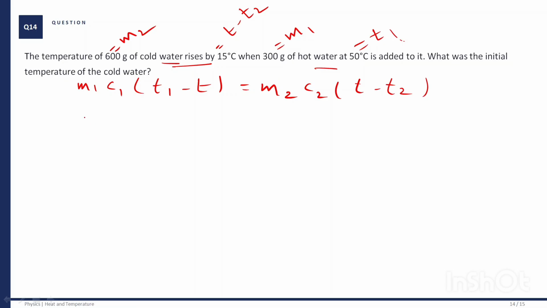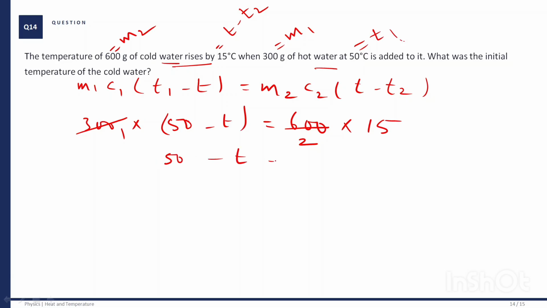M1 is 300. Anyway, C on both sides will get cancelled. I don't write it. And the highest temperature is 50 minus T equal to the cold water, mass 600, into 15, which is 100 into 15. So 300 by 600 is half. 50 minus T equal to 30. Then T equal to 20 degrees Celsius. This is the final temperature.